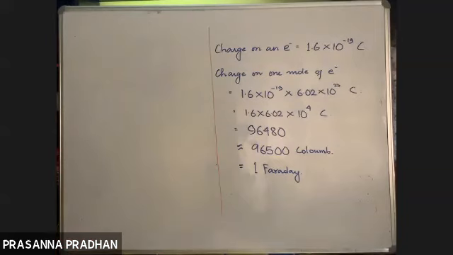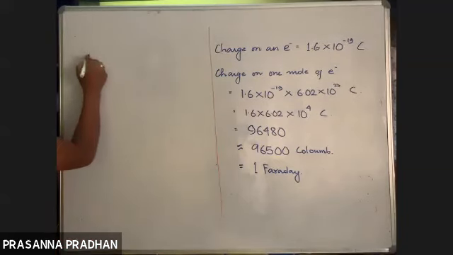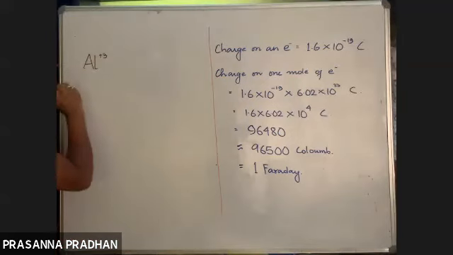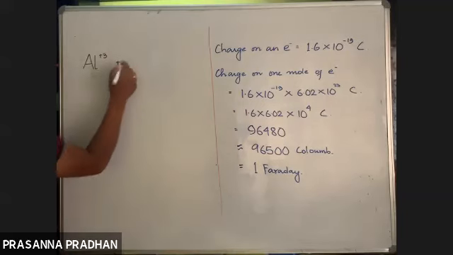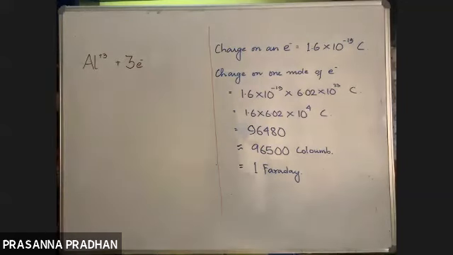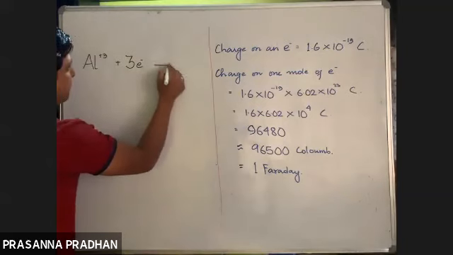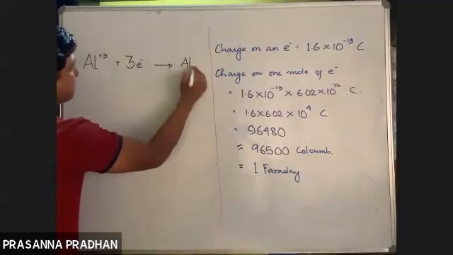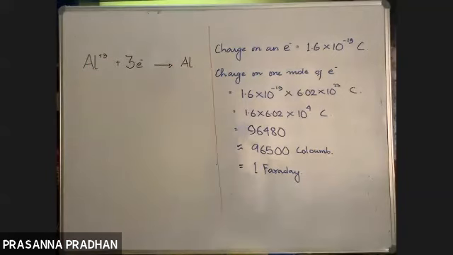So I'll give you a reduction reaction. Say I have aluminium trivalent positive ion, Al plus 3. How many electrons does it require for reduction? Since the charge is plus 3, it requires 3 electrons. And after gaining 3 electrons, it gets deposited as aluminium metal, Al. Okay. So this is the equation I have written.